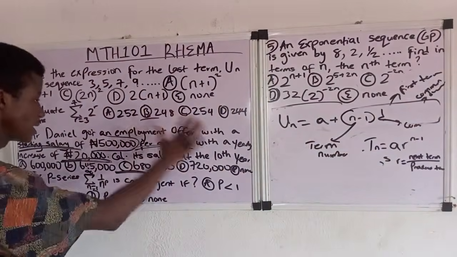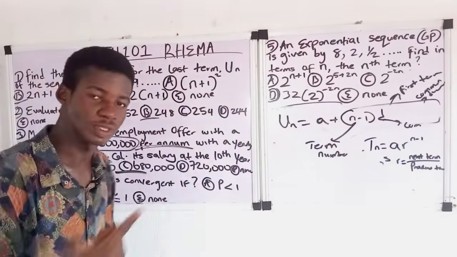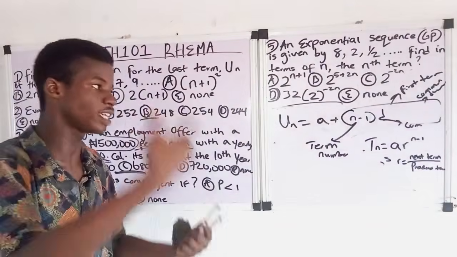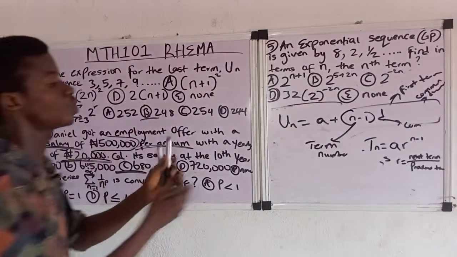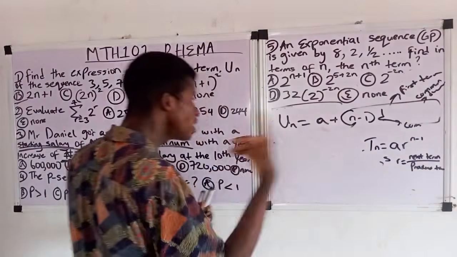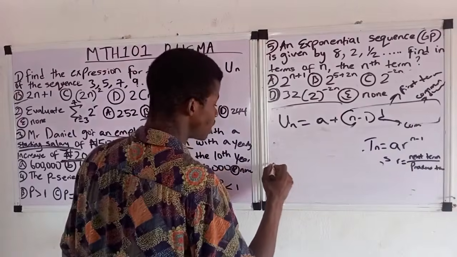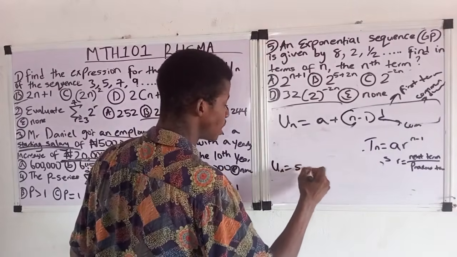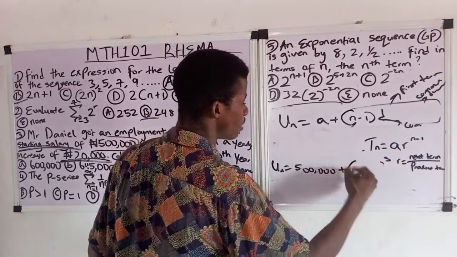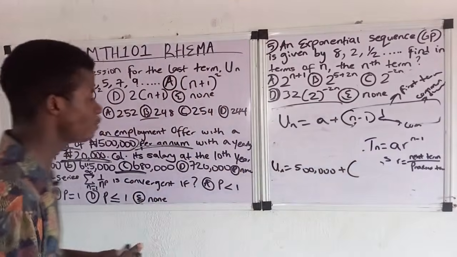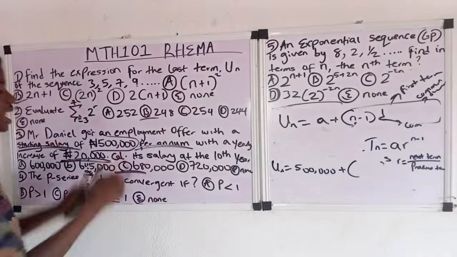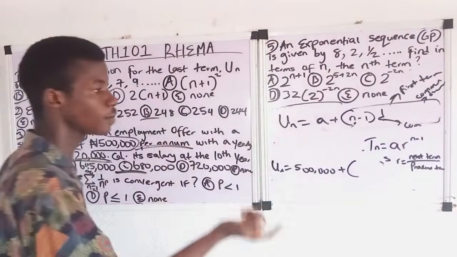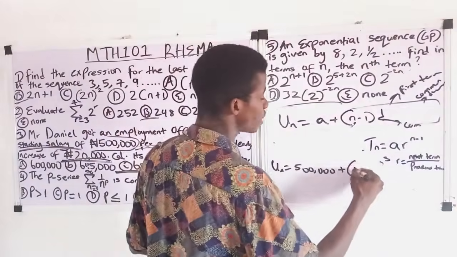Now, if you look at this scenario, what is the first salary? They say the starting salary is 500,000. So the first term is 500,000, right? Now this one is the term number. The term number here will be the 10th year. They say calculate the salary at the 10th year, so the term number will be 10, with minus 1.